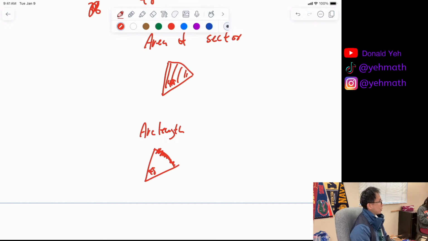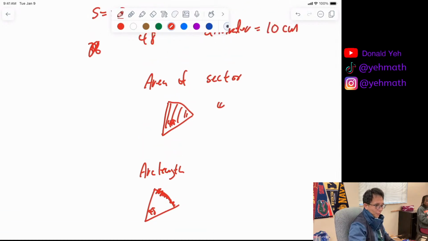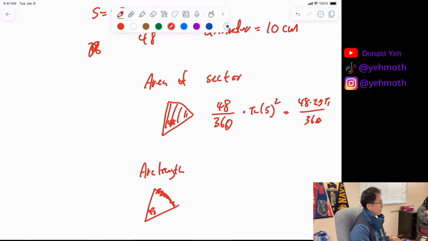Now, you can use S equals R theta, or you can use basic geometry. The way basic geometry is going to go is this. Think about pizza. If you break a pizza into 360 slices, and the area of the sector is 48, that's 48 over 360. That means I only have 48 slices. I want to find the area of this pizza. Well, area is pi r squared, so pi times 5 squared. Does that make sense? So you will have 48 times 25 pi over 360, and that is going to be the area of the sector.